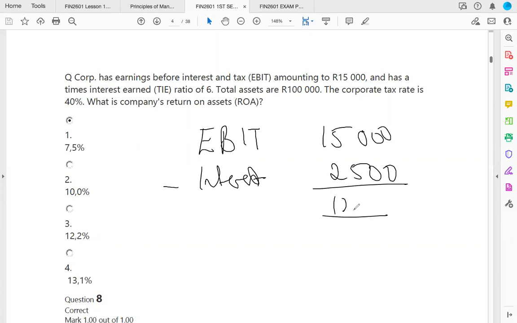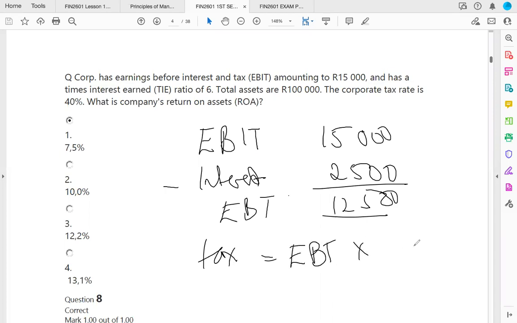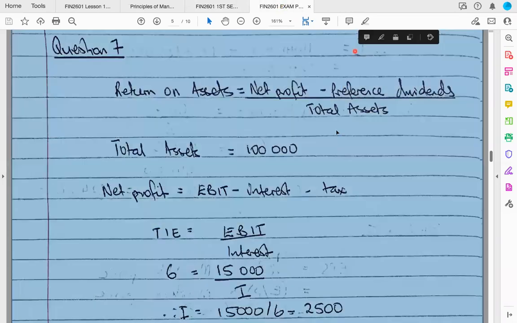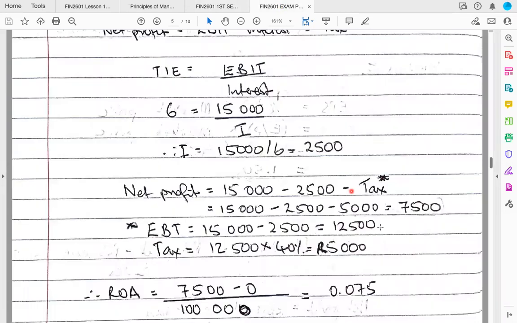So this gives us 12,500. So this is the earnings before tax. So our tax expense is going to be our earnings before tax multiplied by the tax rate. So that's going to be 12,500 multiplied by 40%. That will be the tax. And then that tax that we get there, which is 12,500 times 50%, the tax is 5,000.